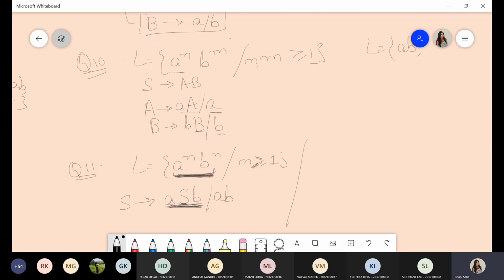Okay, if we do this same question as a^n b^n where n is greater than or equal to 0, then S tends to aSb, epsilon.